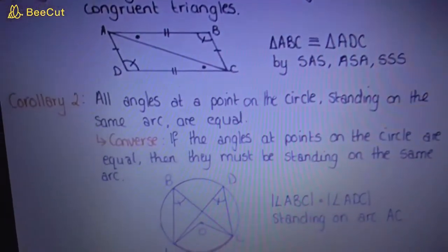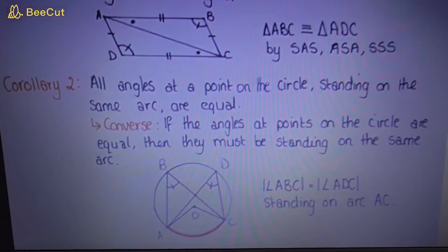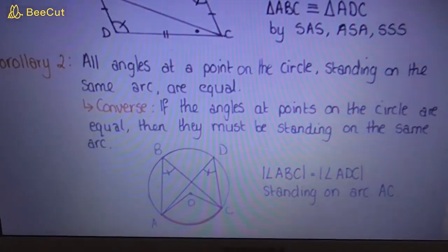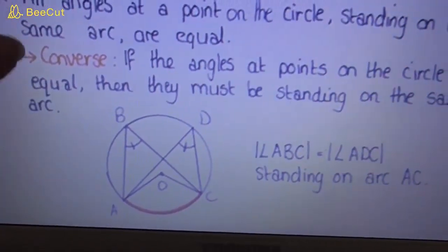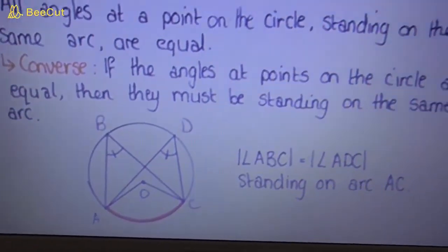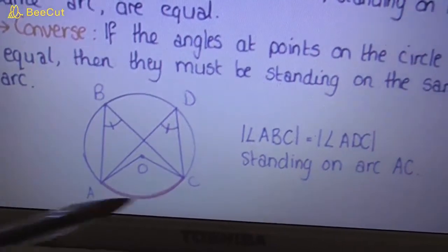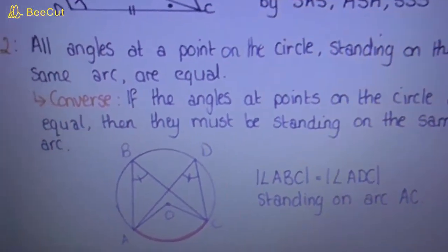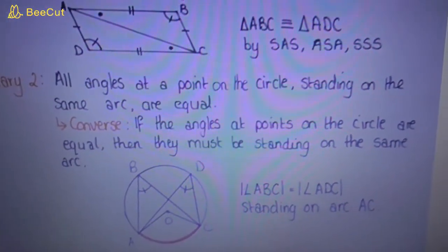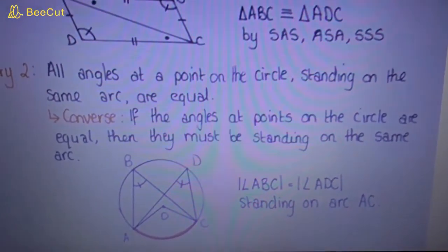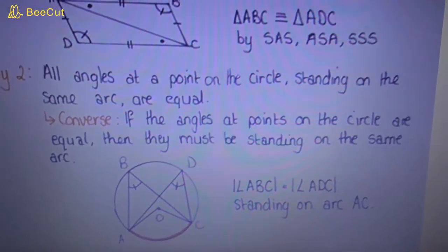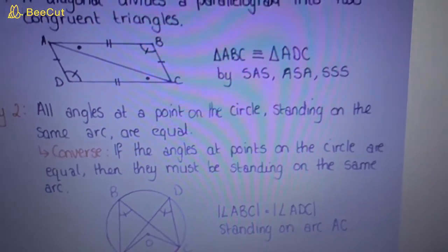Okay, we know that, and we're able to prove congruency for each of those. Corollary 2. All angles at a point on the circle standing on the same arc are equal. So in this diagram here, angle B is the same as angle D because they both sit on the arc AC. So that's all that's stating there. The converse of that corollary is if the angles at points on the circle are equal, then they must have been standing on the same arc. So that's the converse of corollary 2.